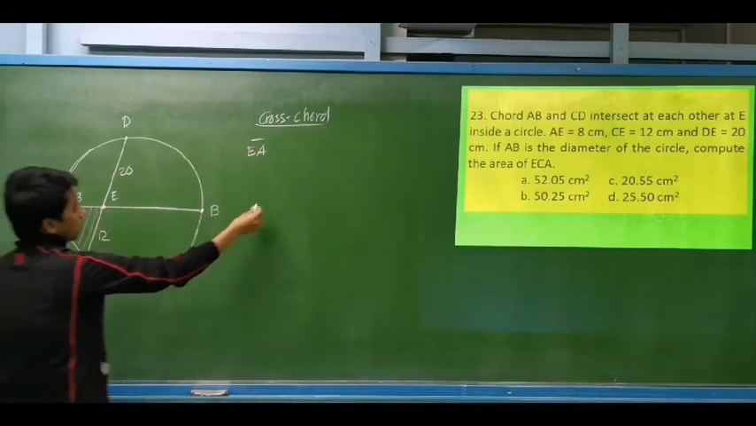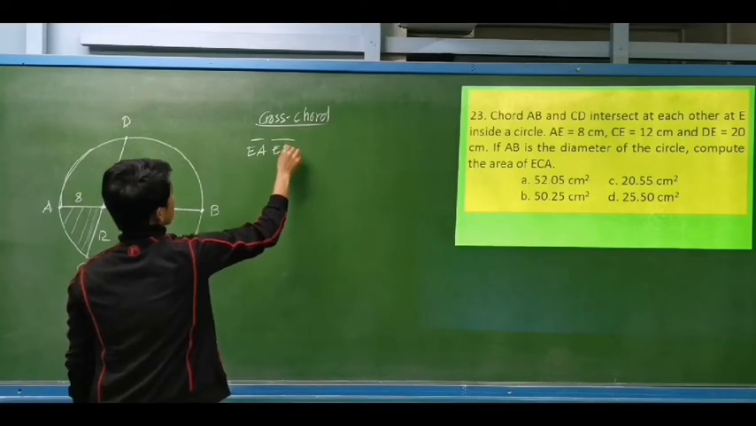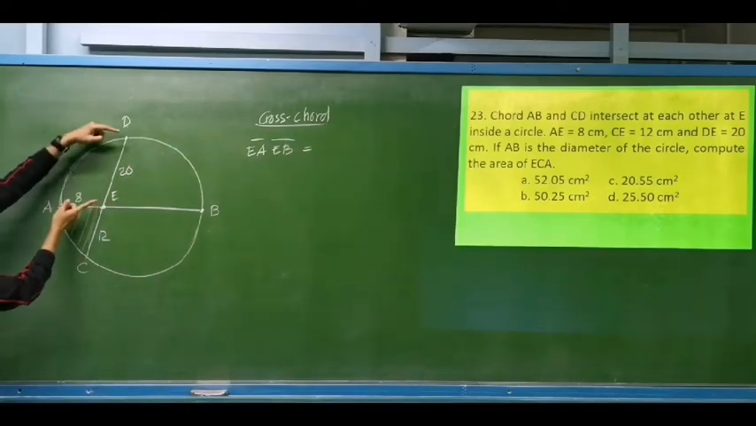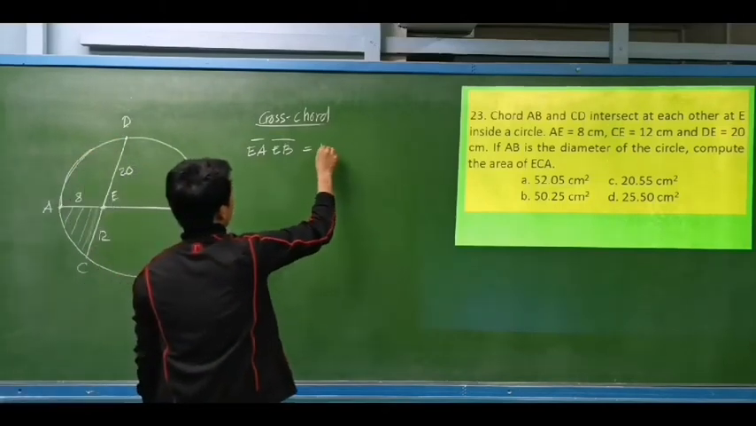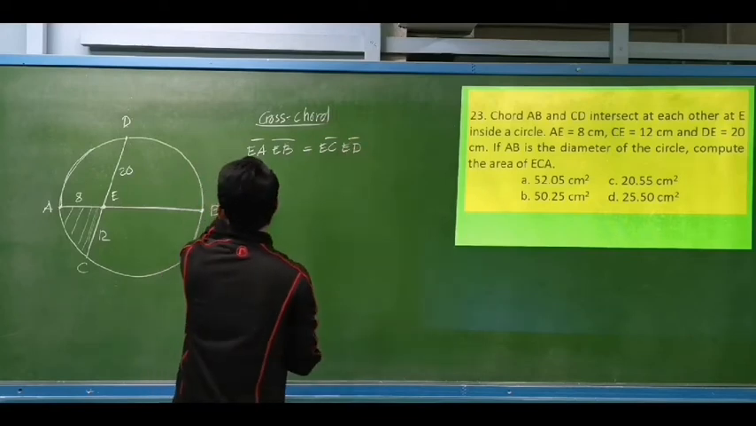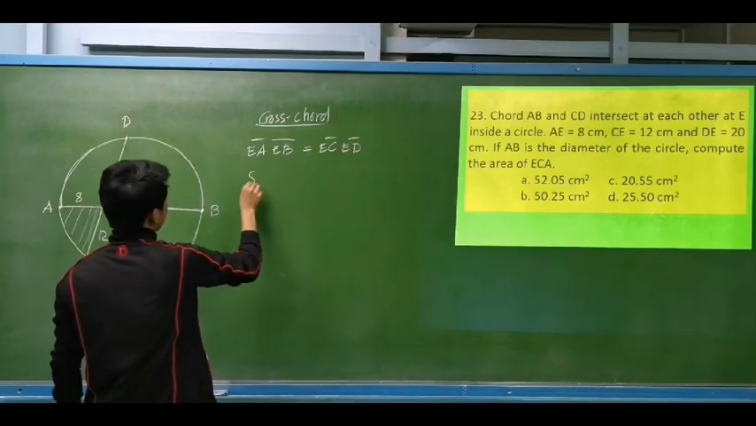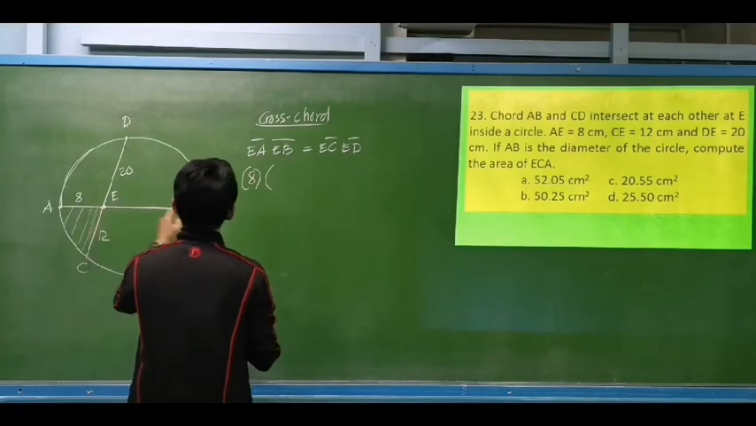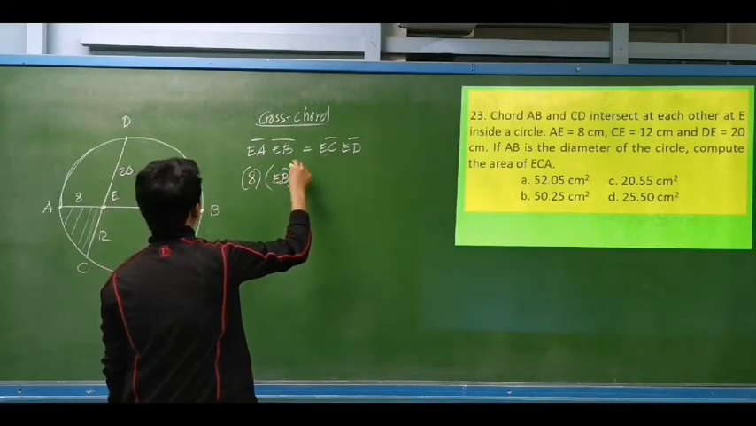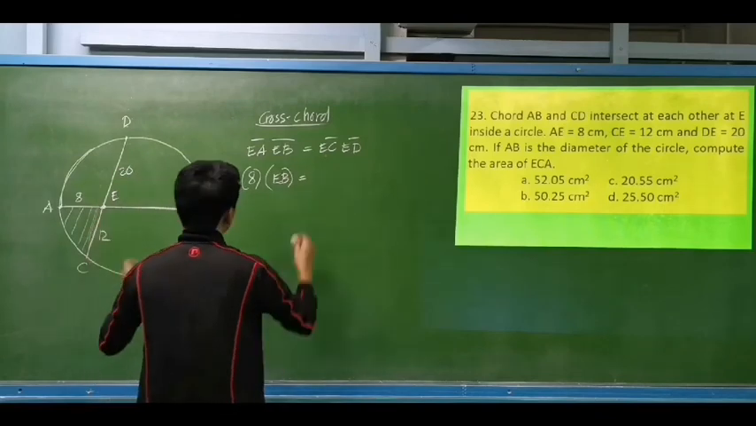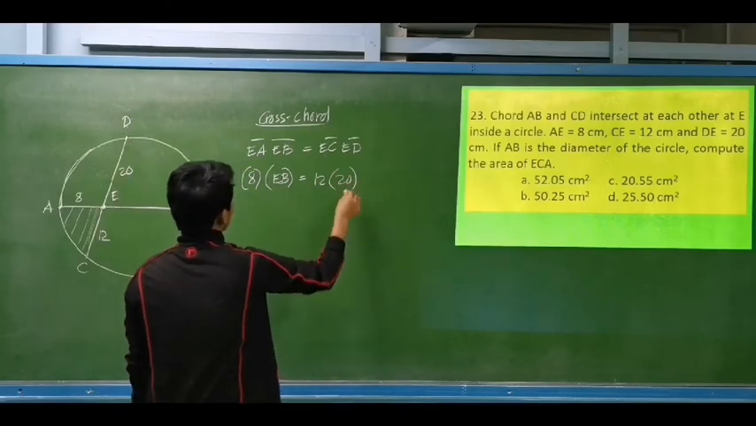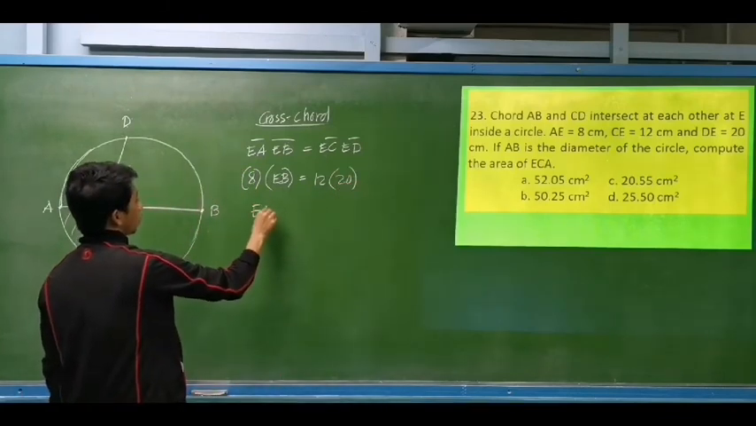EA times EB is equal to, ganoon din yun sa isang chord, EC times ED. So, di ba meron tayong EA? Given yung EA, this is A. Distance E to B, yun yung wala pa. Tapos, equal to distance EC. Ano yung distance EC? Binigay niya na 12. From E to D, binigay niya na 20. So, we have now the distance from E to B.